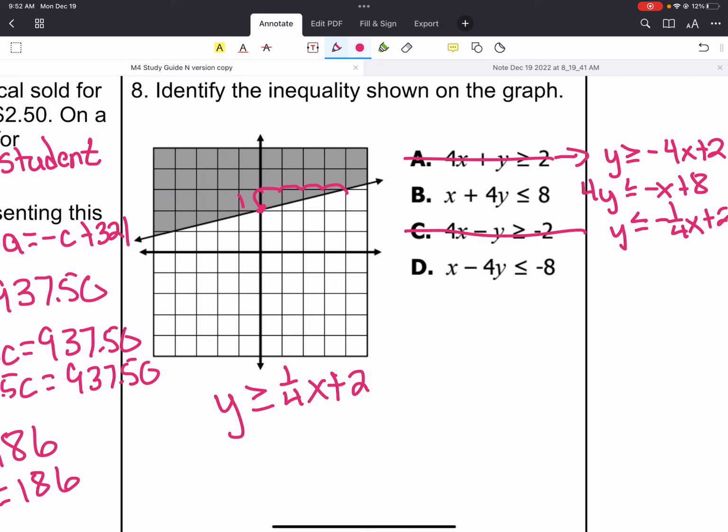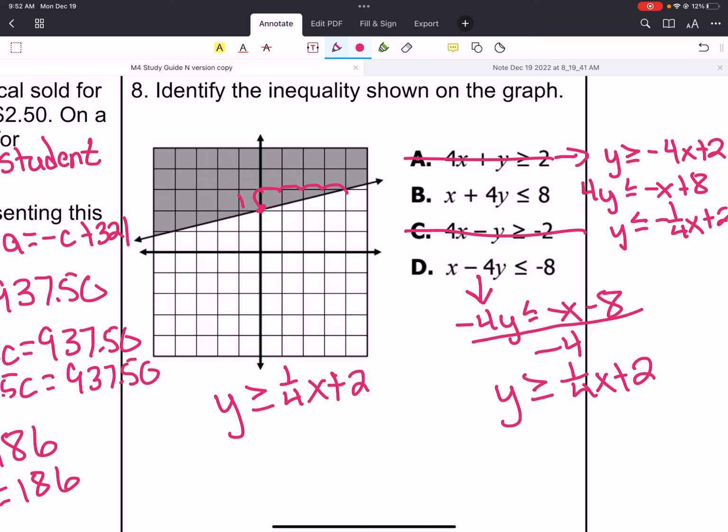That's not what I'm looking for. Rewrite this one. I'd get negative 4y is less than or equal to negative x minus 8. Divide by negative 4. You've got to flip your sign: y is greater than or equal to 1/4 x plus 2, so my answer is D.